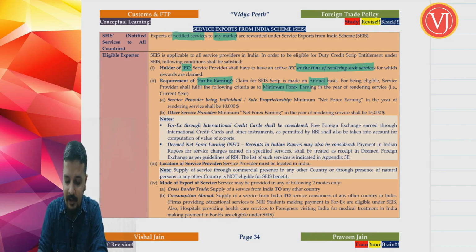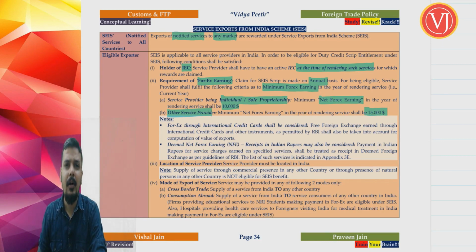So minimum foreign exchange earnings in the year of rendering of service, that is current year, should be, for individual and sole proprietorship concern, net foreign exchange earnings of $10,000. For others, minimum net foreign exchange should be $15,000. And friends, when you are talking about foreign currency through international credit cards, they shall be considered.